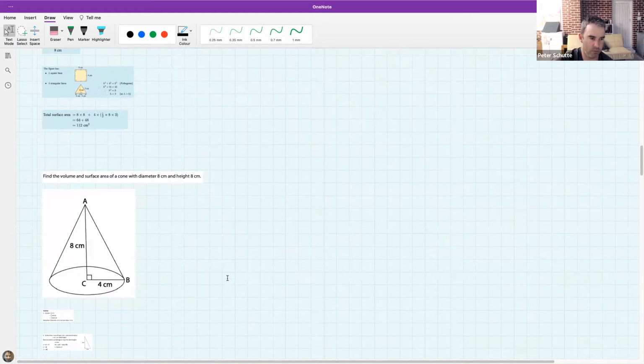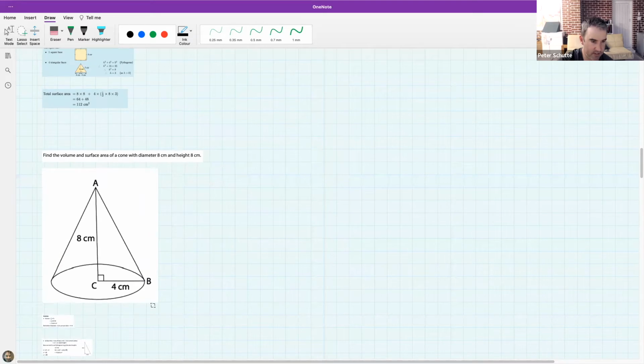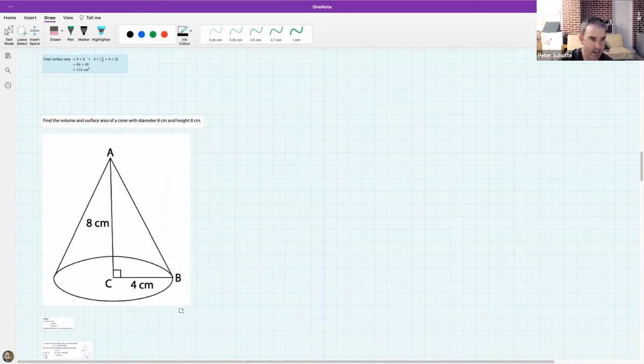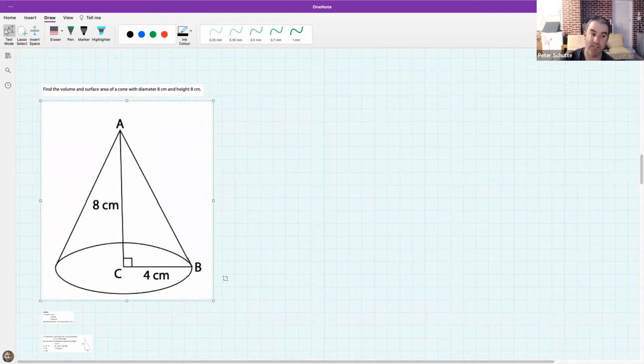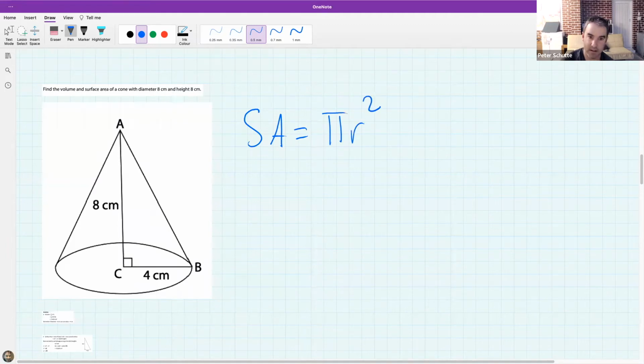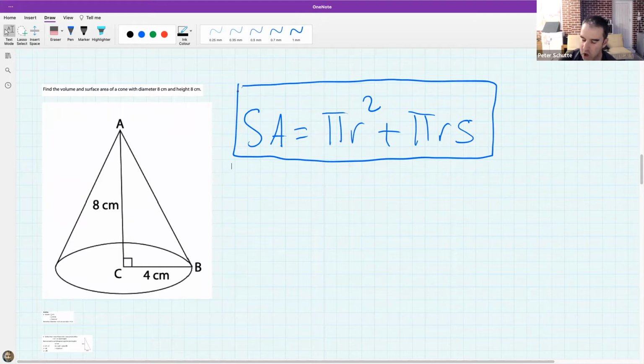Okay, let's go on to this one over here. Now, I'm going to give you a formula like they would in the exam, and you guys are going to work out how to use it. So this is the shape of a cone. The formula for the surface area of the cone is pi r squared plus pi r s. So before we start this, I want a little discussion or a little comment from the class.